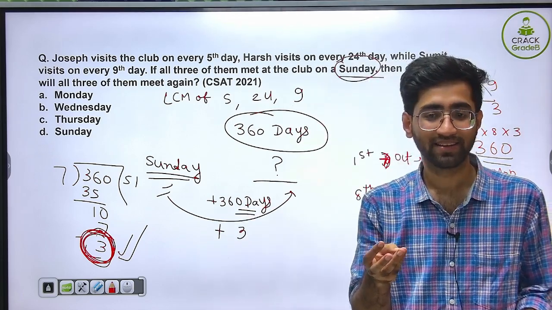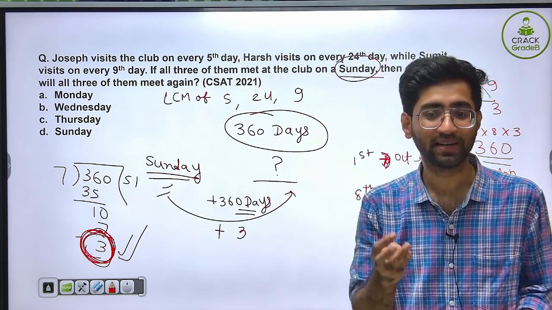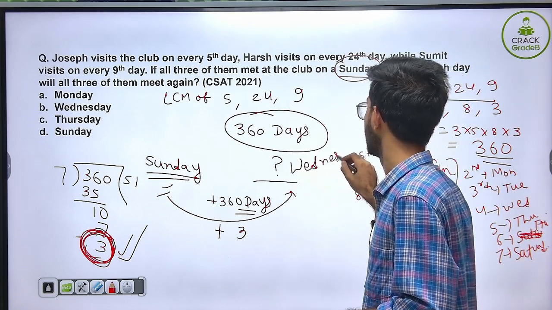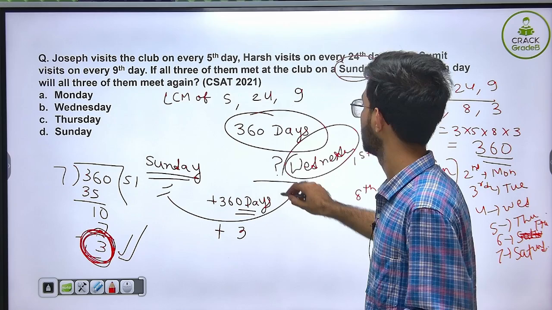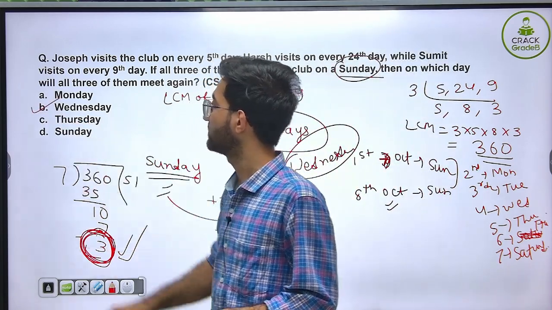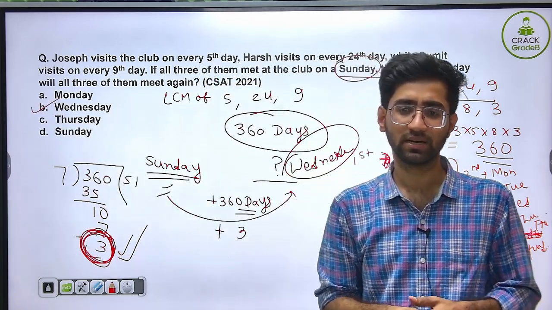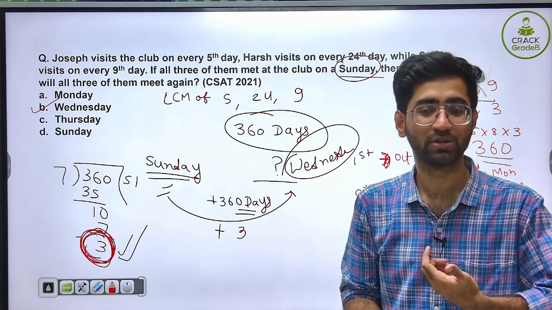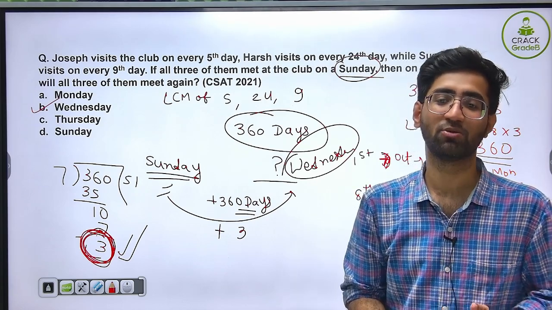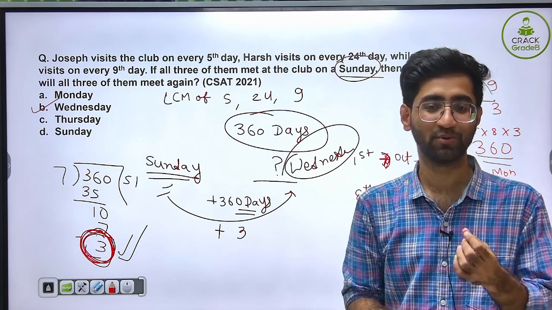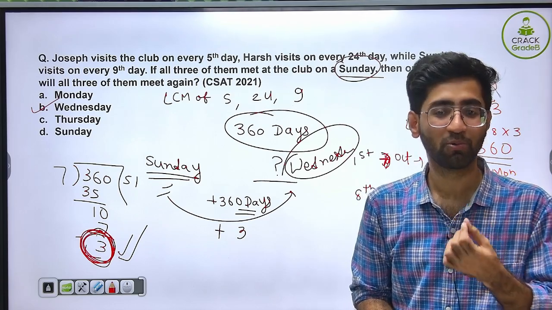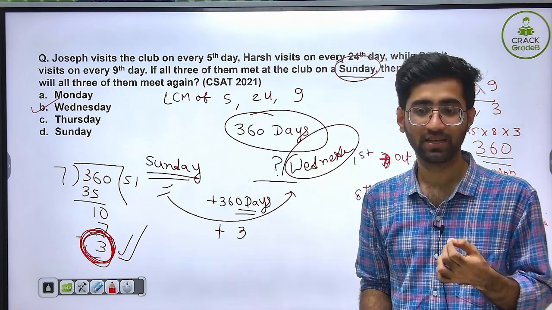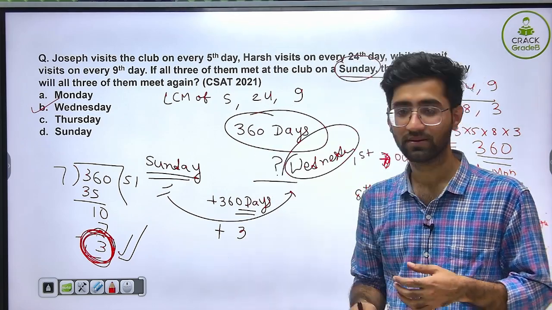So Monday, Tuesday, Wednesday. So what will be your answer? The answer will be Wednesday. Option B is the correct answer. Again, you can notice that in CSAT 2021, this question should be counted as an easier question. Hopefully you are able to understand how we can solve this question.